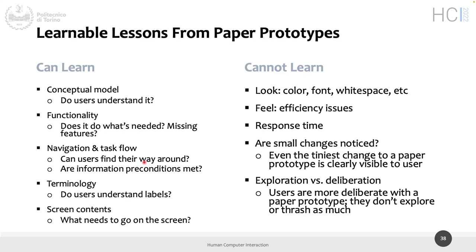If I ask you in a paper prototype, book an exam at Politecnico, is the user able to find the right button to click on the paper prototype until completion of the booking procedure, or do they stop before and say, oh, I'm done, when it's not done yet? So this is something you can learn from that. Terminology: is all the wording that I'm using appropriate, understandable, suitable for the domain? And screen content: did I put everything that I needed on a single screen, not too much and not too little? So all these things are things that you can learn to edit the prototype and to move forward.